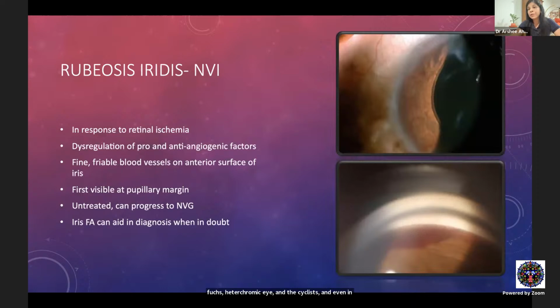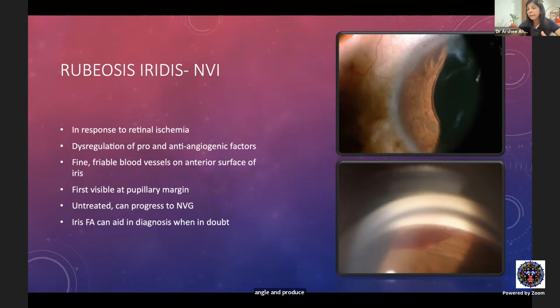Rubeosis iridis, that is neovascularization of the iris. So that is again not a very good sight to see in a patient with uveitis. Usually it would happen in response to retinal ischemia. So what is happening is that there is a dysregulation of angiogenic factors. So the pro-angiogenic factors take over, leading to formation of these fine friable blood vessels on the surface of the iris. And these can then progress towards the angle and produce neovascular glaucoma in the later stages.